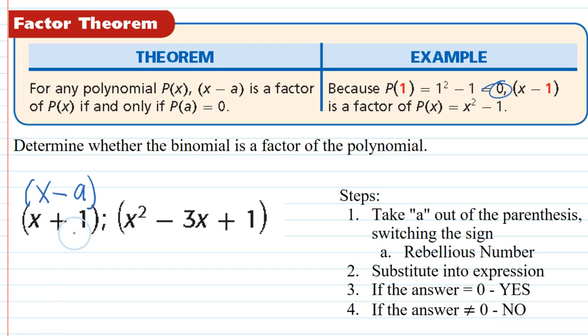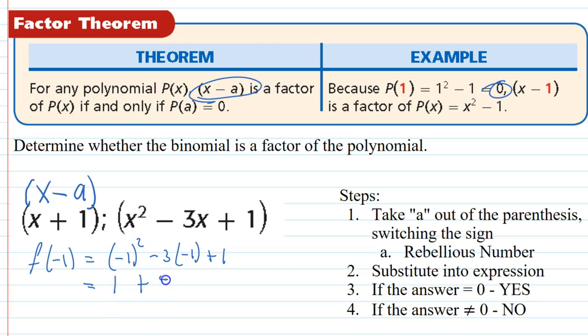They gave us the factor x plus 1, and they claim that it's a factor of x squared minus 3x plus 1. The x plus 1 is in the x minus a format. When you take the 1 out, remember the rebellious numbers, you always switch the signs. So what we're going to be substituting is a -1. Remember to always use your parentheses when you are substituting. -1 squared, negative times negative. When we simplify this, we come out to 5. So we would say, no, x plus 1 is not a factor.